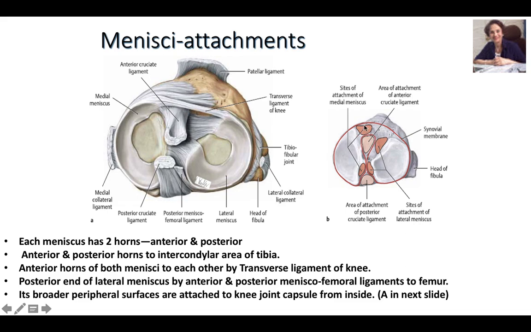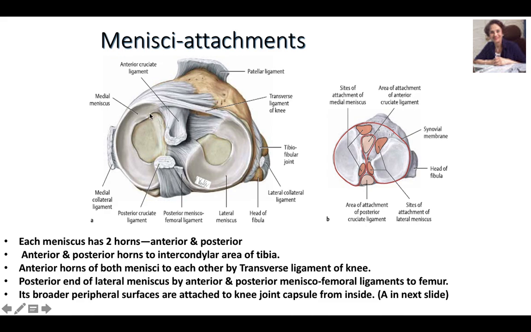The anterior end of the medial meniscus is the anterior-most structure in the intercondylar area, while the posterior horn is situated in front of the posterior cruciate ligament. These are the posterior cruciate ligaments. While the lateral meniscus, its two ends are very close to each other, and here you can see their attachment close to each other, and that is why it looks smaller and O-shaped. Right, it is placed between the two cruciate ligaments. This is anterior and that is posterior cruciate ligaments.